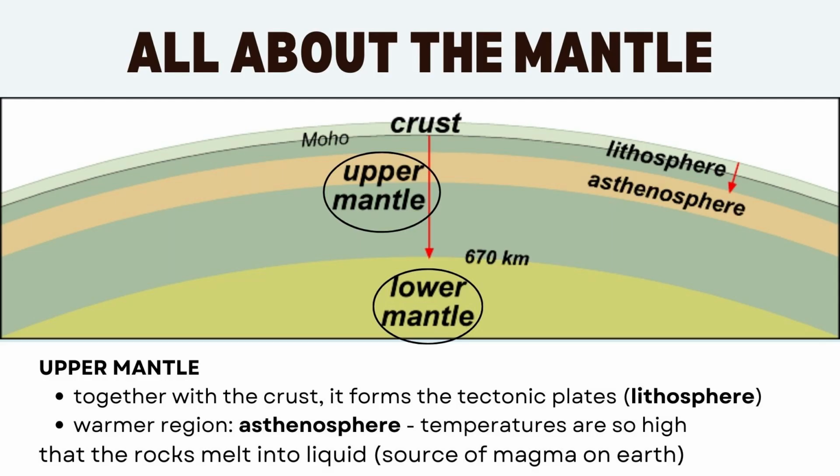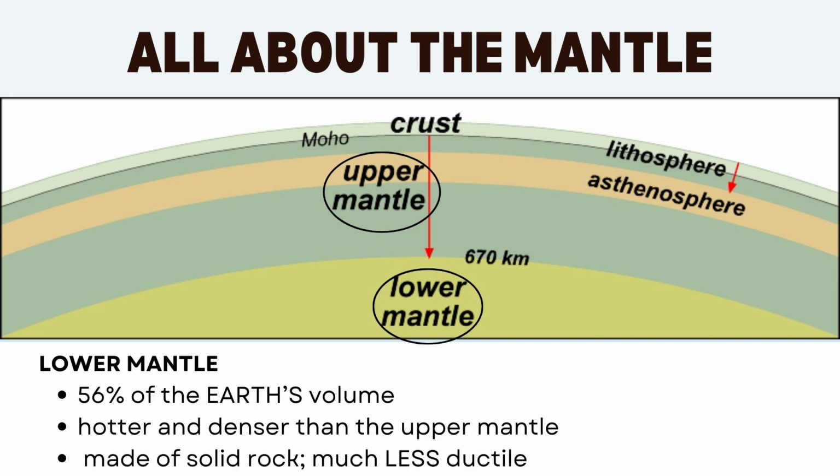The middle layer, we have the mantle, the thickest layer. The temperature is so high that rocks melt into liquid. The mantle is composed of upper mantle and lower mantle. The upper mantle together with the crust forms the tectonic plates. The lower mantle represents 56% of Earth's total volume. It is hotter and denser than the upper layer. It is made of solid rocks that are much less ductile.